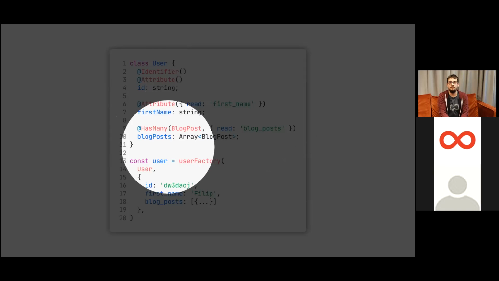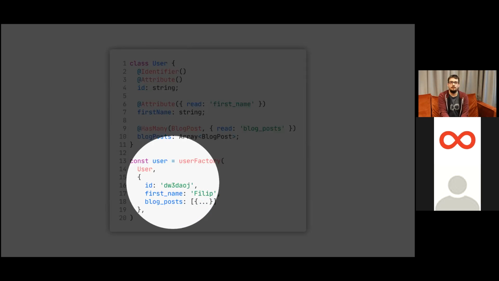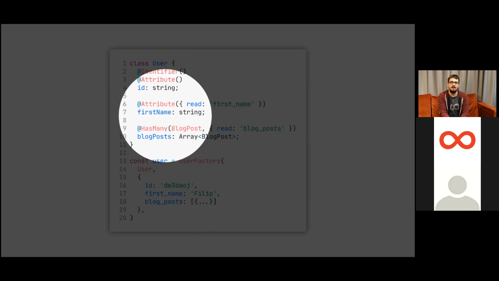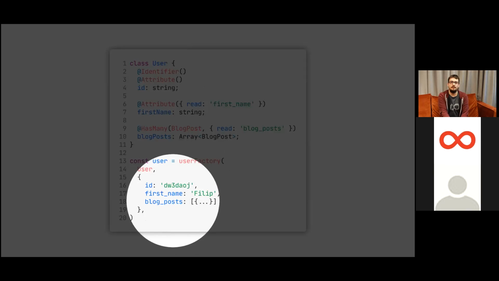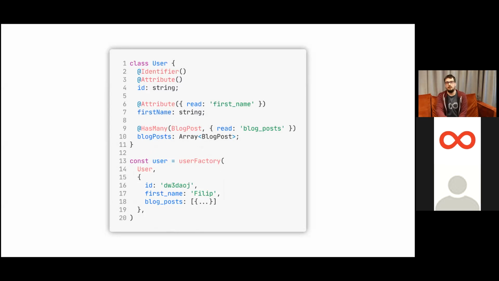And now we could have some function like userFactory, which will receive the constructor, so class User, and it will receive some raw object. And what this userFactory will do, it will be able to read the metadata that is set on the properties of a class to simply remap this object into an instance of the User class, where we have nicely renamed properties and we have relationships there. This is something that we use quite a lot, actually.